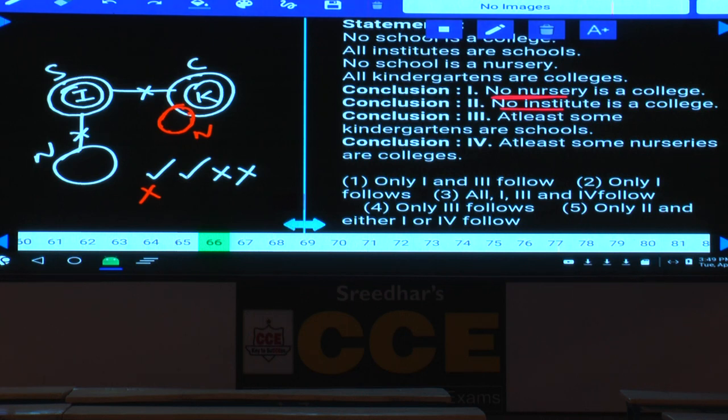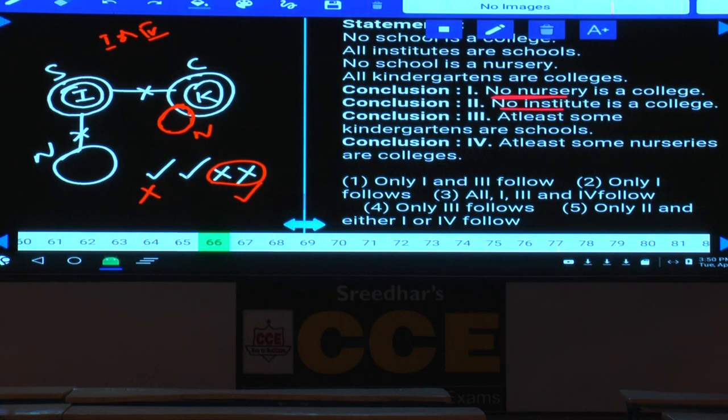After making the previous conclusion false, we need to check out the affirmative conclusions which were false in the basic diagram. Why? In order to check out either or case. The third one, some kindergartens are schools, remains as it is. Fourth one, some nurseries are colleges, has now become true. Clear now? When the first one is true, fourth will be false. When the first is false, fourth will be true. Hence, between these two, either one or four follows. Alternate diagram proven. Previous negative conclusion will be false. At the same time, the affirmative conclusion which was false in the basic diagram now has become true. Hence, it is either or.